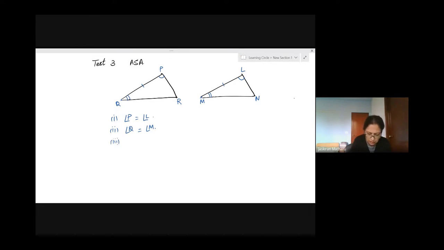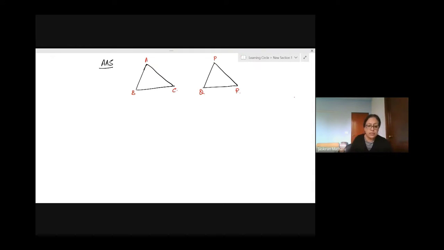Third, if you notice that side PQ, P and Q are on two sides of the line PQ, making angles with the other two sides. So PQ and the corresponding side is LM. So PQ is equal to LM. This implies that triangle PQR is congruent to triangle LMN. And this is by congruency condition ASA.